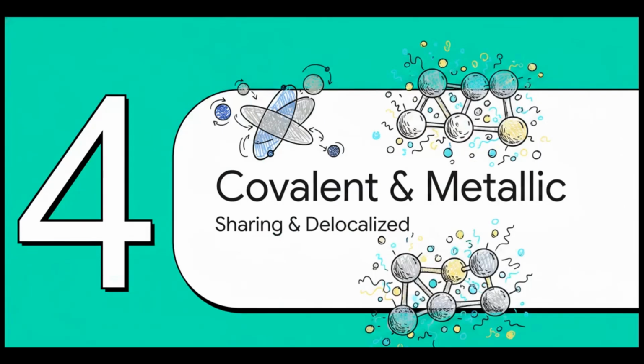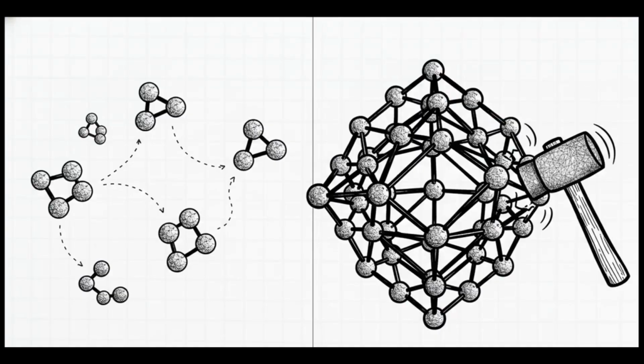Because the charged ions can physically move, they can actually carry an electrical charge. All right, Section 4. Covalent and metallic structures. Time for sharing electrons and delocalized electrons. So covalent bonding is a whole different ballgame. This happens between non-metal atoms. Instead of stealing or transferring electrons like we saw before, they share a pair of them. The bond itself is basically the strong electrostatic attraction between that shared pair of negatively charged electrons and the positively charged nuclei of both atoms.